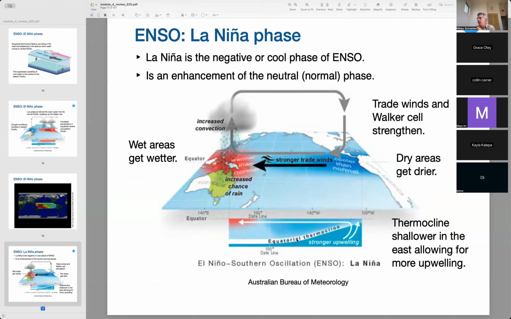So these are the two situations. There are processes, of course, in the coupled system that stop this feedback, which we haven't discussed. But these sorts of feedbacks are underlying the evolution of both El Nino and La Nina.